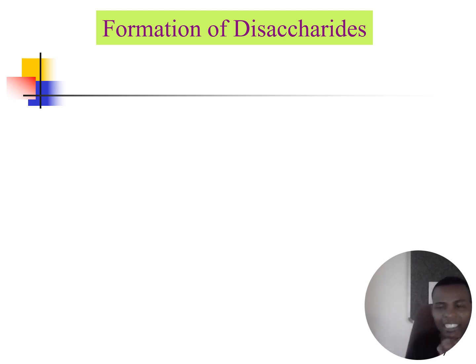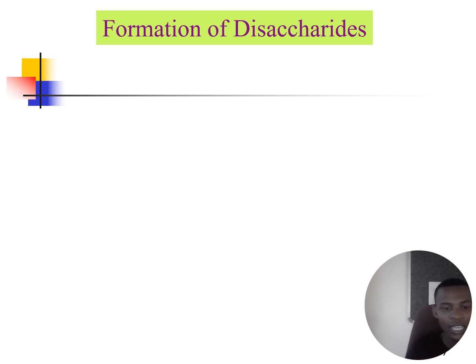It depends. Among the examples of disaccharides that you should study for now, before you can go to higher levels, is sucrose. For sucrose, you are bringing together glucose and fructose. You make sucrose, which is table sugar, and the bond between them is a glycosidic bond.